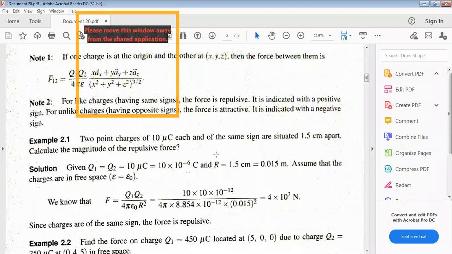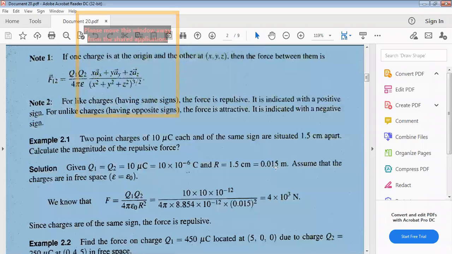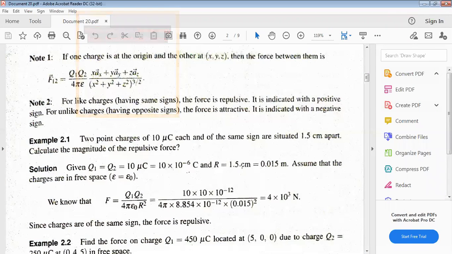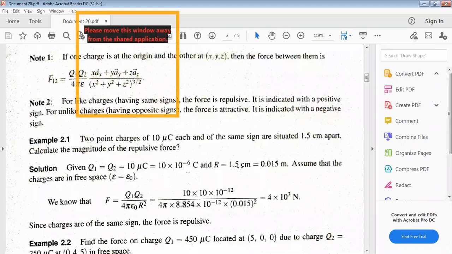0.05. Here we need to convert that centimeter distance into meters. Remember that point: here 1.5 centimeters, into 10 power minus 2, right? Into 10 power minus 2. So if it is converted into meters, how much is it? 0.015 meters.